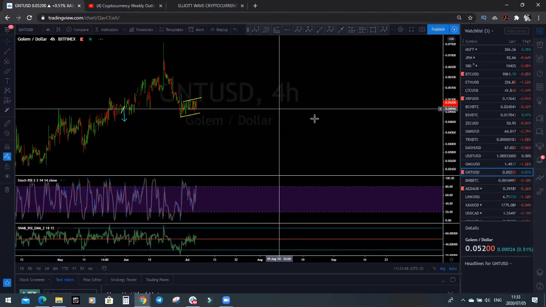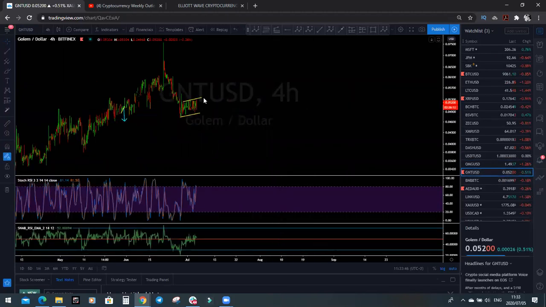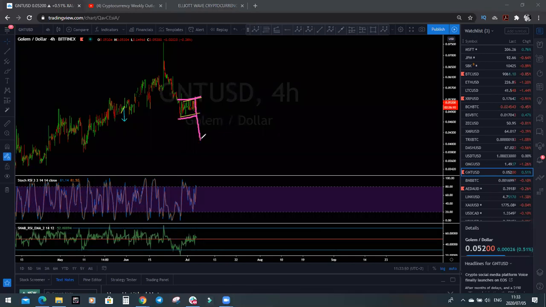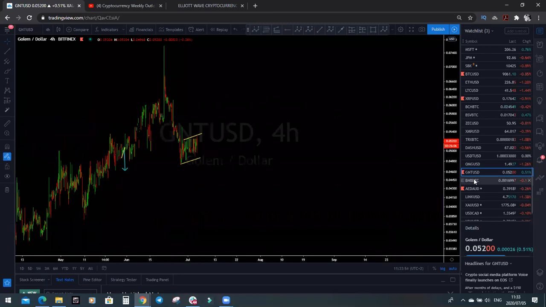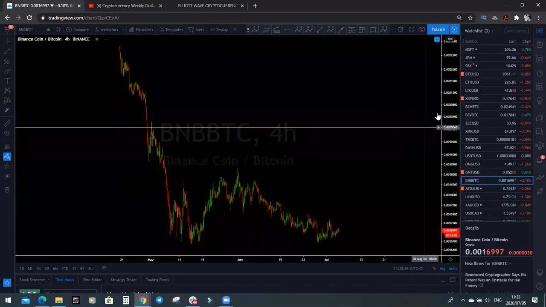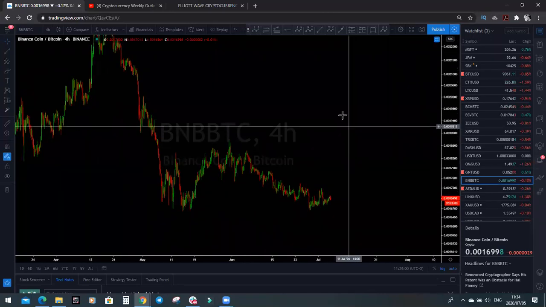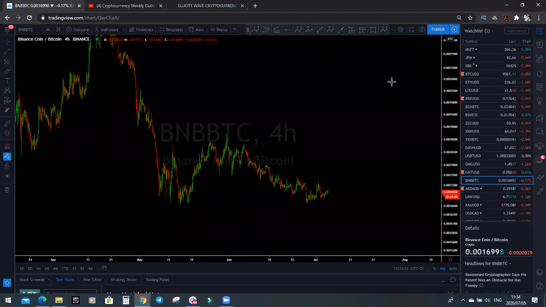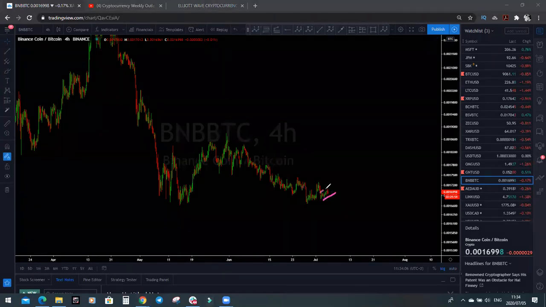Golem, downside as well. Corrective structure, confirmation, you're looking for downside, right? And Binance, downside, clear downside. Be careful with this one. If you're taking this one, you're very close to a structural level. We can see this is making a corrective structure.